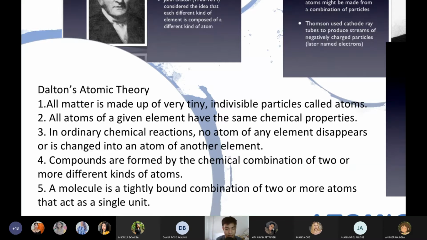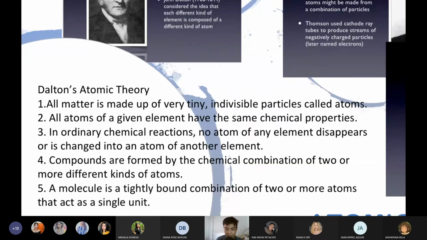Okay? So, yun yung second idea ni Democritus, na regardless of the form of your atom, as long as they are of the same element, they will behave similarly. Okay.